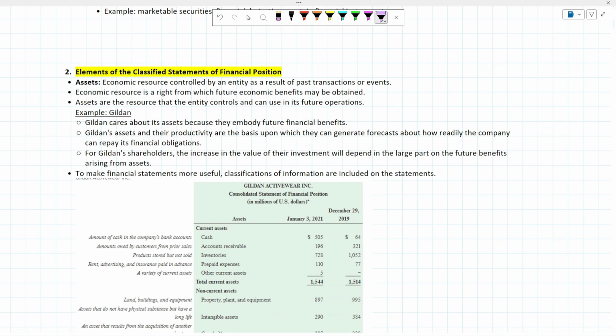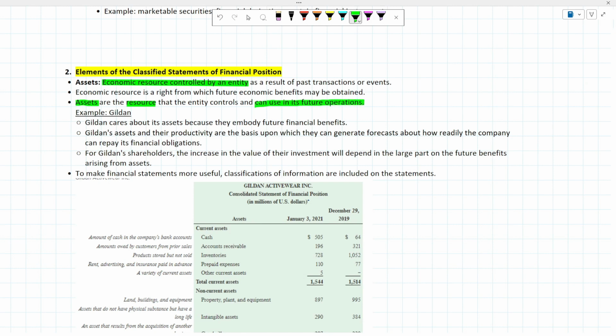So first we have our assets. It is an economic resource controlled by an entity as a result of past transactions or events. Economic resource is a right from which future economic benefits may be obtained. Assets are the resource that the entity controls and can use in its future operations. So I'll highlight that as well. Resource that can be used in its future operations.